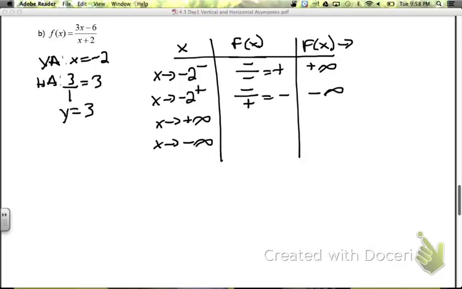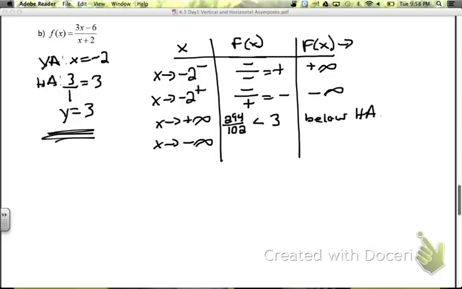Now, as we are looking at x approaching positive infinity, we are going to again just take the value of 100. We're going to get that it's 294 over 102, which is less than 3. The reason we're looking at 3 is because we have a horizontal asymptote at y equals 3. So therefore we know since it's less than 3, it's going to be below our horizontal asymptote.